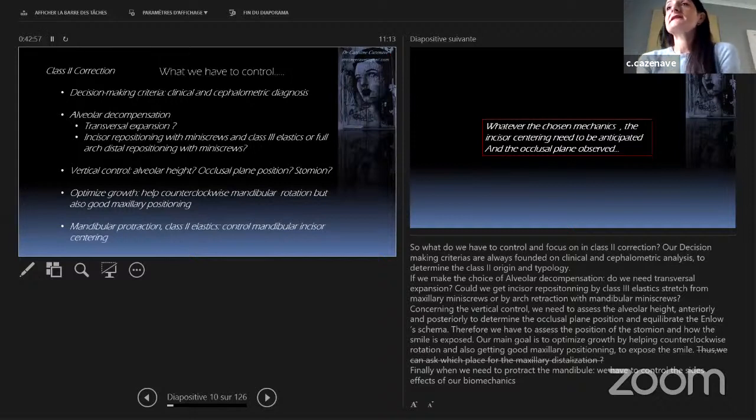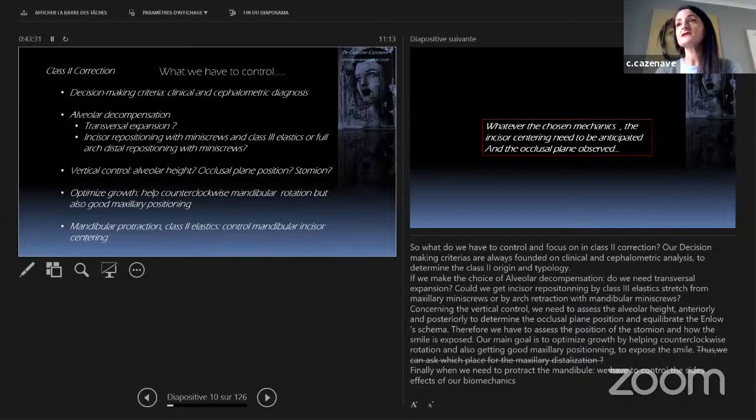Could we get incisor repositioning by class 3 elastic stretch from maxillary miniscrews, or by arch retraction with mandibular miniscrews? Concerning the vertical control, we need to assess the alveolar height anteriorly and posteriorly to determine the occlusal plane orientation and equilibrate the facial schema. Therefore, we have to assess the position of the stomion and how the smile is exposed.